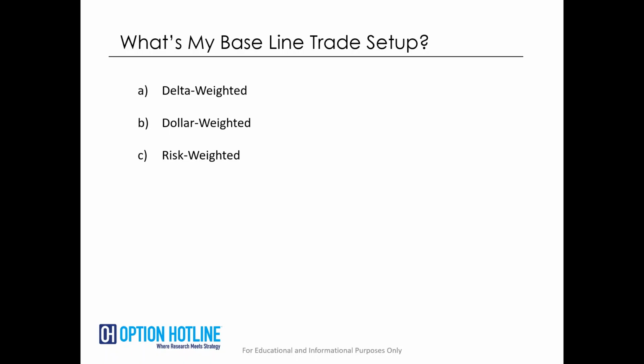So remember, the delta weighted was replicating just an equity position. The dollar weighted is one that I use for when I want to get a little bit more leverage, and risk weighted I'm using when I'm trying to come up with a complex position. It's delta weighted, right? Delta weighted is the baseline. Dollar weighted comes when there's leverage. Risk weighted comes when there's complexity.